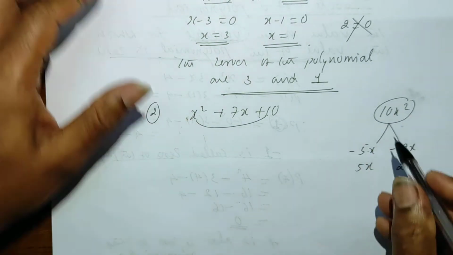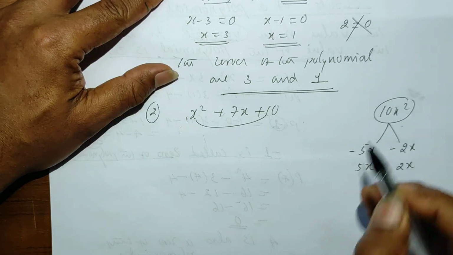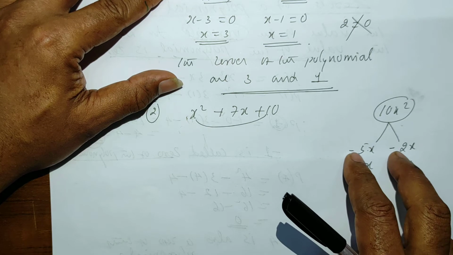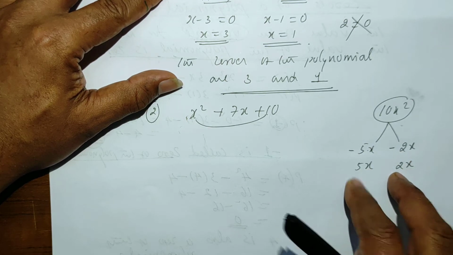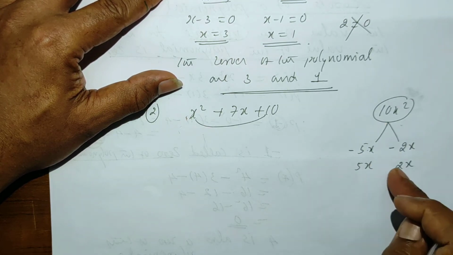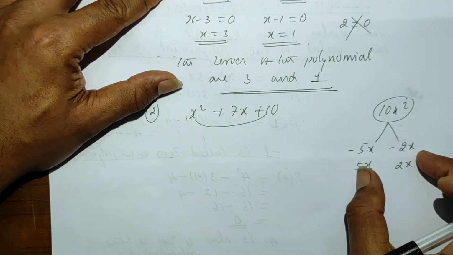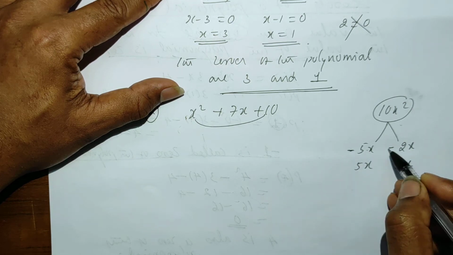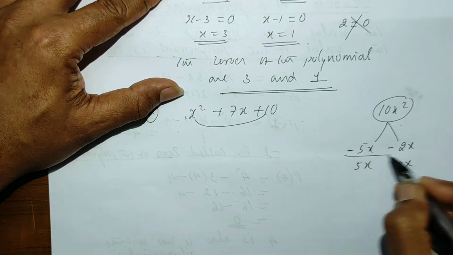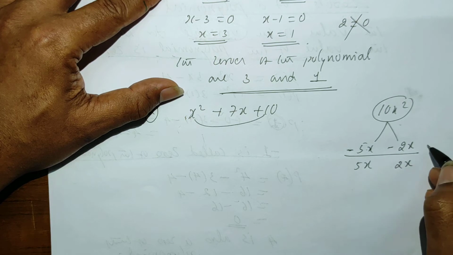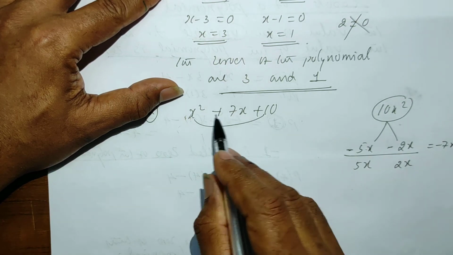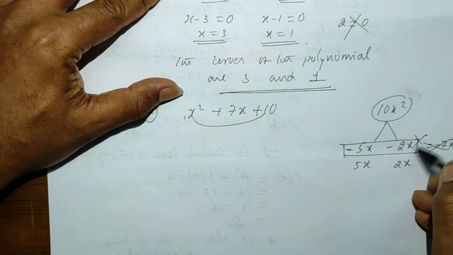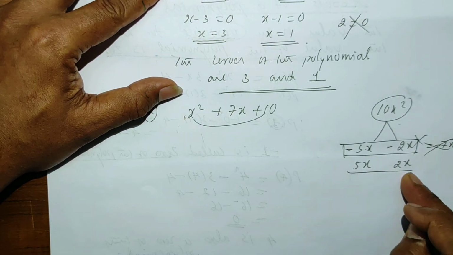In both the cases you will get the product plus only, because product is plus. Both the factors should be minus or both of them should be plus. Minus into minus plus, plus into plus plus. Which one do we have to select out of these two? Now we have to add these two. If I add these two, I will get minus 7x. This is not the middle term. Here we have plus 7x. So the next option is 5x and 2x.